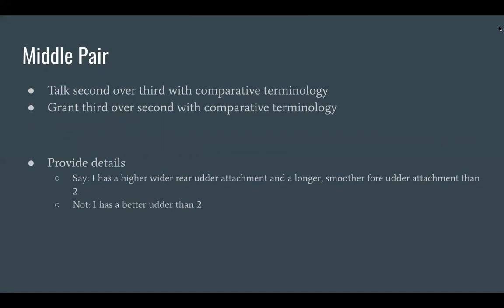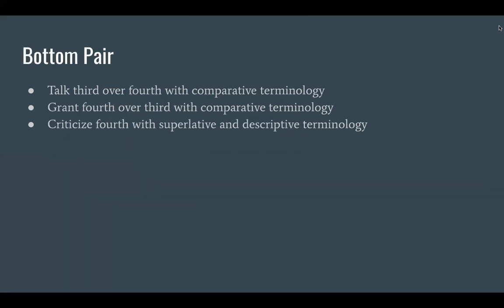Then you have your middle pair, so you're talking second over third with comparative terminology, and then you have a grant for why you could see 3 over 2. You provide a lot of details when you're doing this. So here's an example that has a lot of detail. 1 has a higher, wider rear udder attachment and a longer, smoother fore udder attachment than number 2. Not 1 has a better udder than number 2. What about that udder places her over number 2? What is so different?